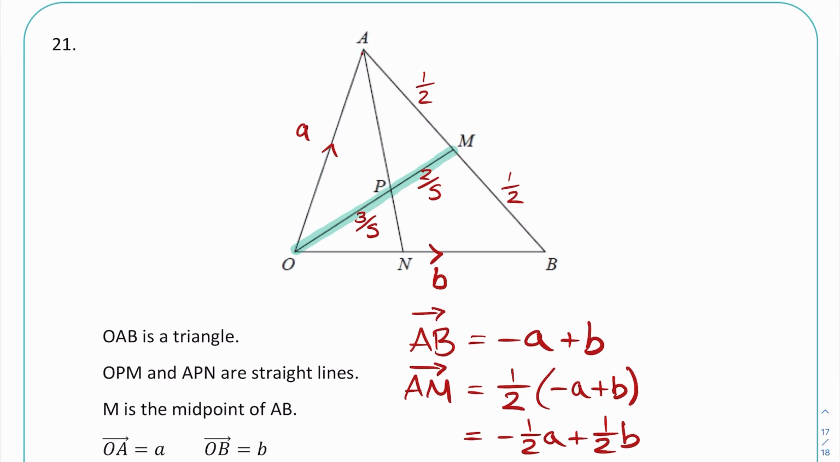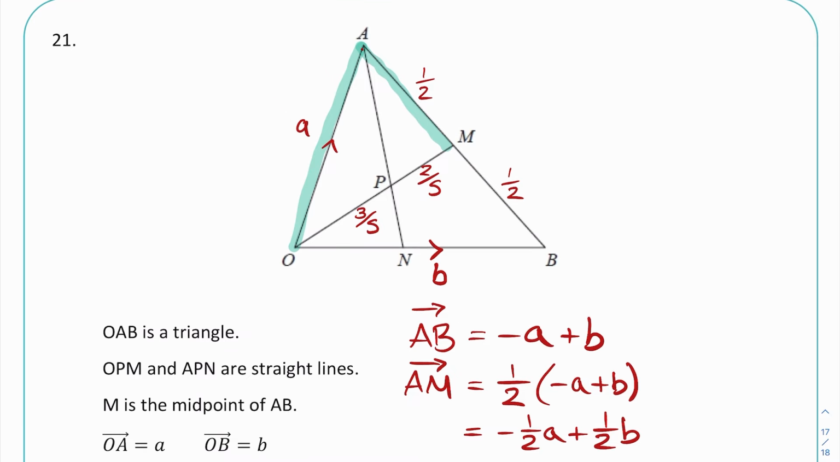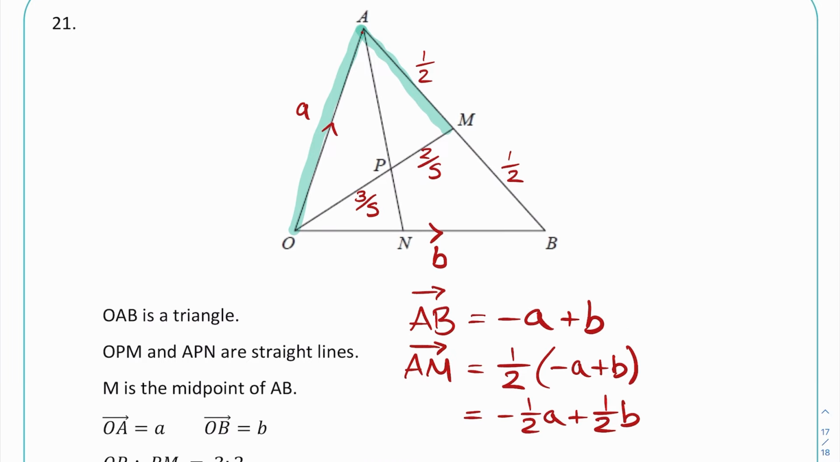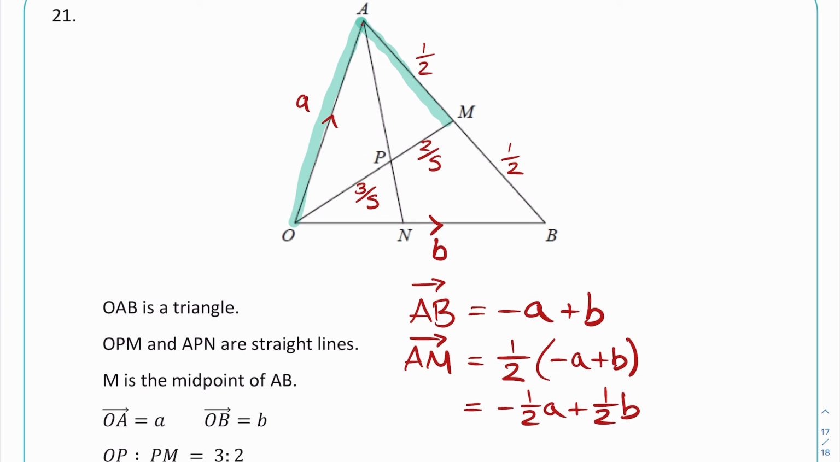Now that is going to be the same as if I go from O to A and then A to M. So we've got A to M. So if we go that way, O to A, which is adding a, and then minus half a plus half b, that's going to get me from A to M, or from O to M.